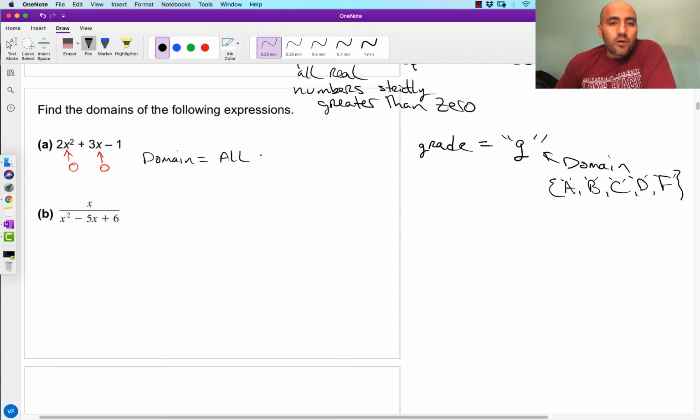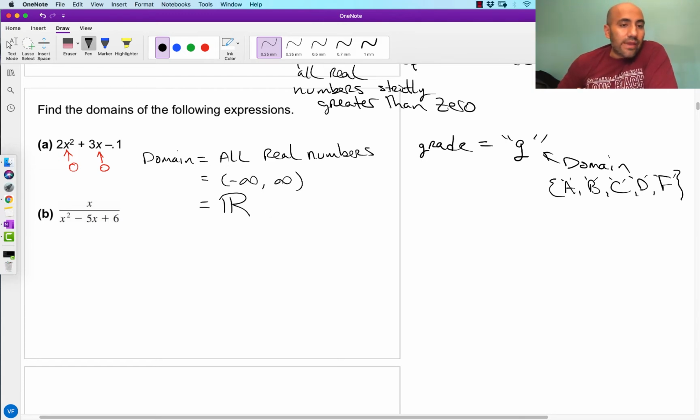All real numbers. You can write it all out. You can also describe it this way, from negative infinity to positive infinity. It's the set from negative infinity to positive infinity. You can also use this notation of capital R. It's all real numbers. Any way you describe it, the domain is anything, all real numbers.